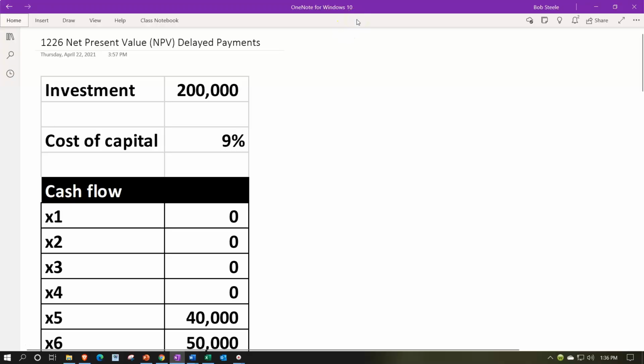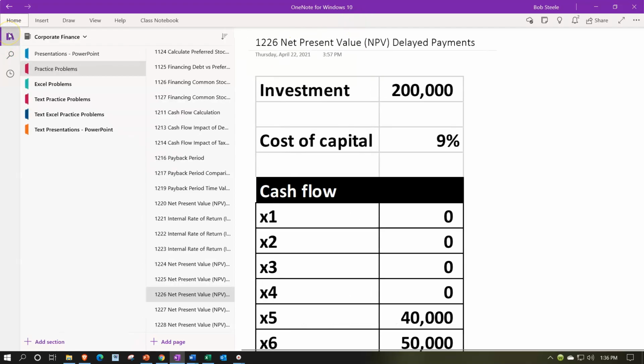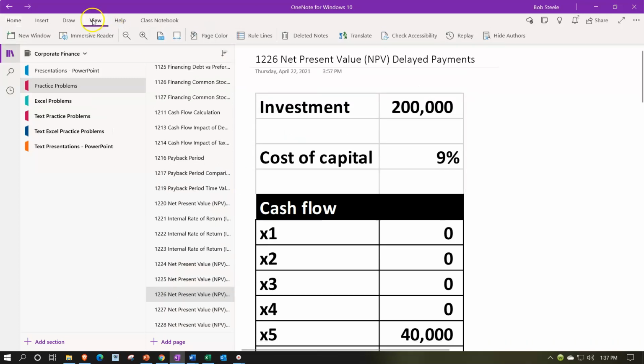If you have access to OneNote and would like to follow along, you're not required to, but if you would like to, we're in the icon on the left-hand side in the practice problems, then down in the 1226 net present value NPV delayed payments tab. Also note, when using OneNote, look at the immersive reader tool. Our presentation's up top, mirrored down here in the text area, same name, same number, but with transcripts that can be translated into multiple different languages and either listened to or read in them.